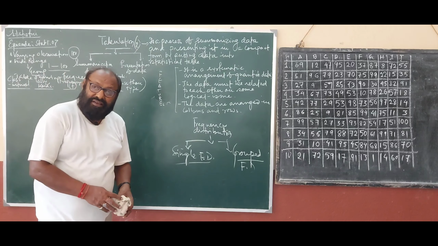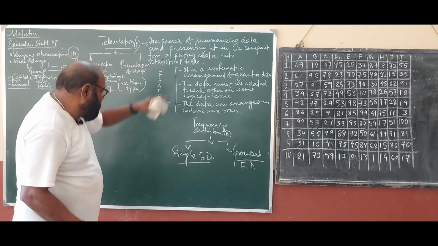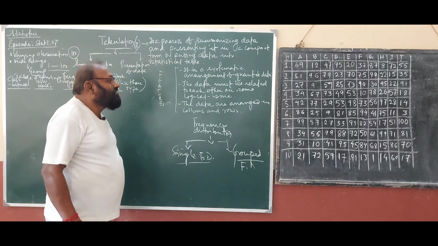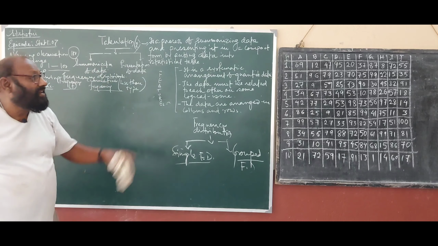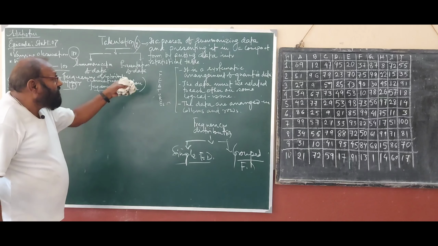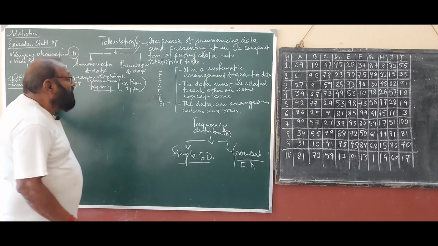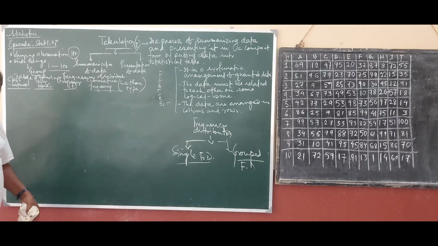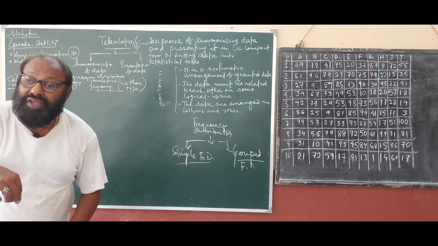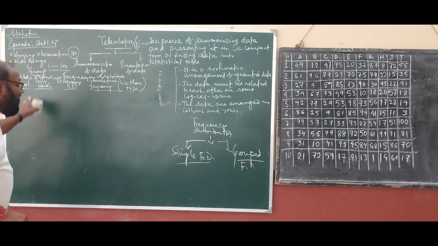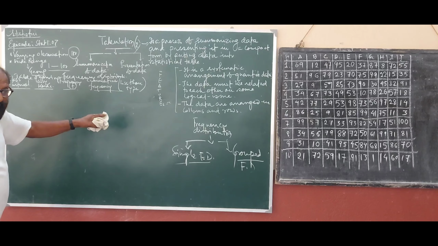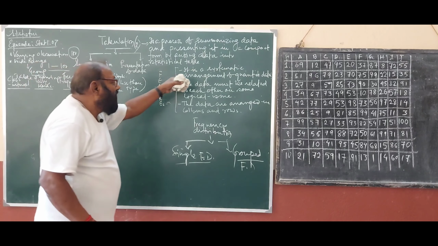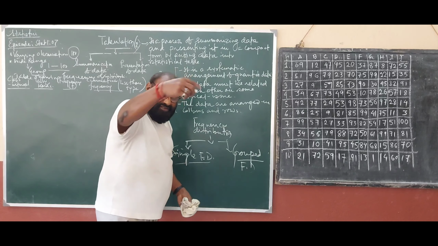Now, how to define the term tabulation? Tabulation is a process of summarizing data and presenting it in a compact form by putting data into a statistical table. So this is the statistical table. In this statistical table, how do we present the data? With the help of rows and columns. Clear?